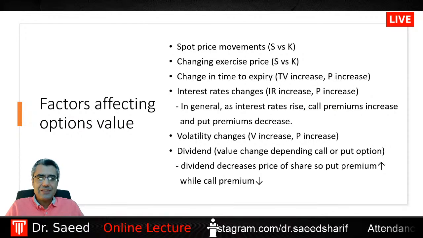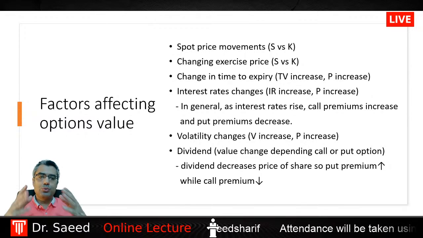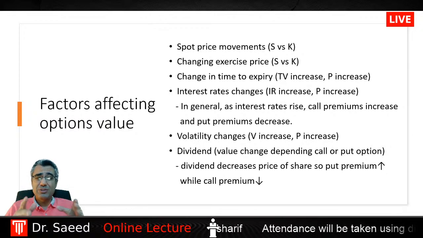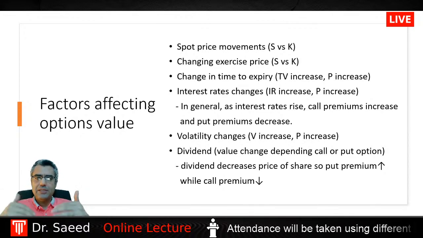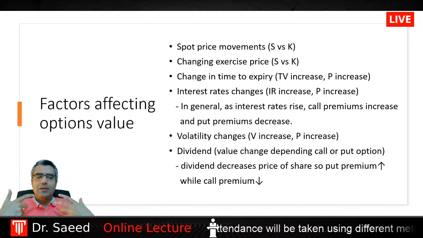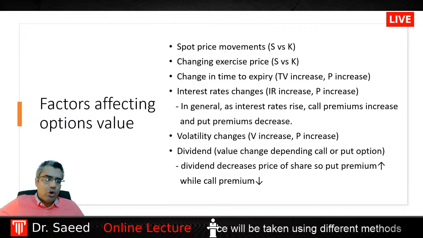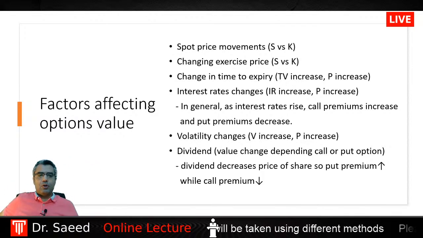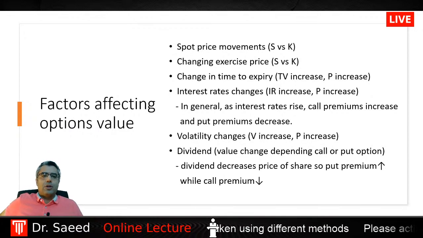Now, what factors impact options price or options premium? Of course, number one is spot price movements. Why? Because I just told you there are two components, intrinsic and time value. And intrinsic value is the difference between spot price and exercise price. This means that spot price and exercise price can impact the option premium, right? So it's very clear. For call, we expect spot price to be higher than exercise price, and for put, we expect the exercise price to be higher than spot price.